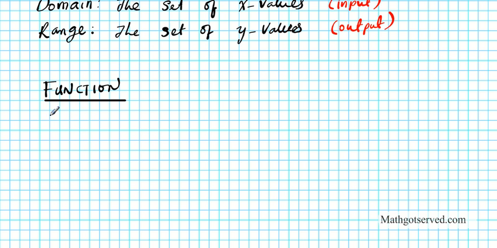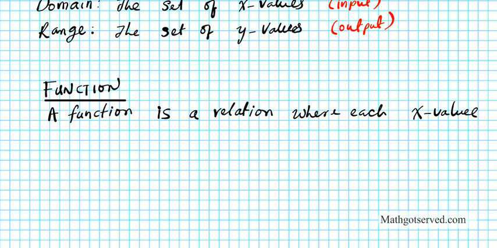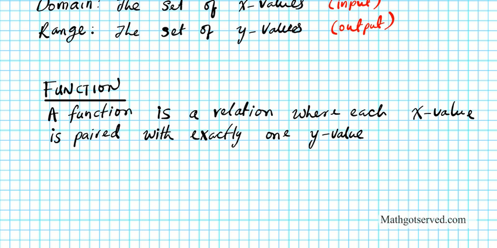A function is a relation where each x value is paired with exactly one y value. So for every input, you must have exactly one output.